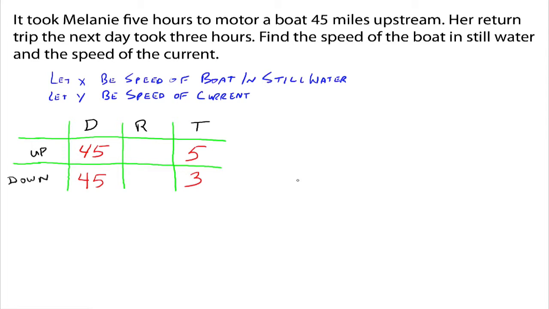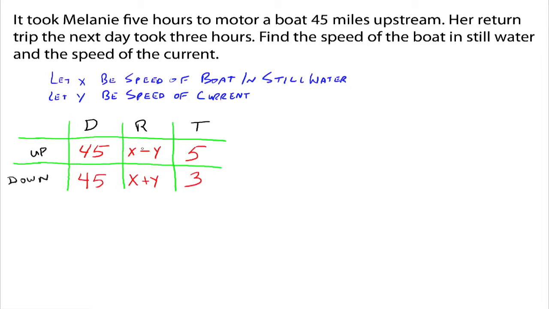Right, so how we compensate for that with the rate here is, well, if we're going downstream, we've got the speed of the boat, whatever that is, plus the speed of the current. That would be the total rate of the boat as it's moving downstream. Because the boat is going with the current, the current is making the boat go faster, right? Whereas if it was going upstream, the speed of the boat minus the speed of the current, because they're fighting, they're doing opposite things, right? The current is actually slowing the boat down, right? So we have x minus y would be the actual rate of the boat as it's going upstream, right?